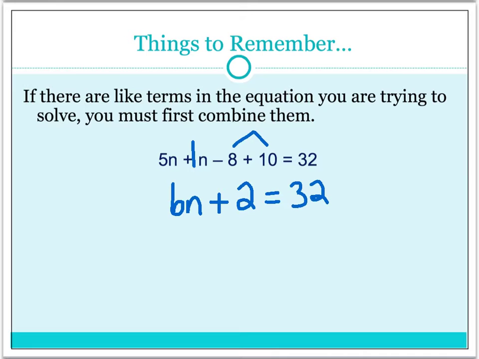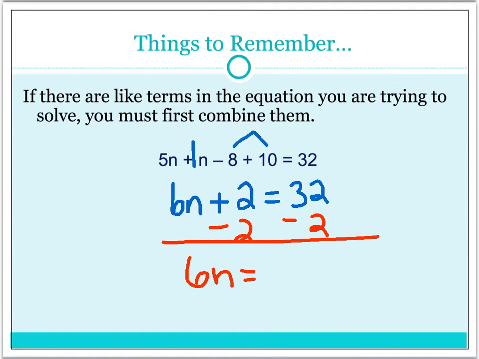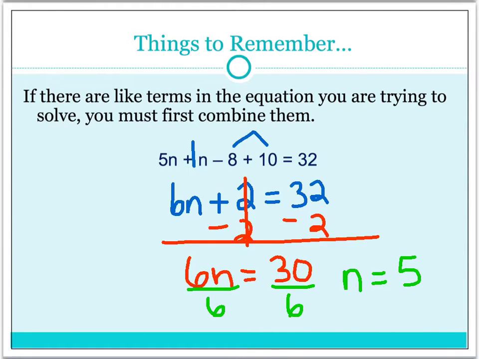And now you would start with undoing your addition and subtraction. So I see the addition of a 2, so I will undo that by subtracting 2 from both sides. We end up with 6n is equal to 30 because our 2's canceled. Now we see multiplication, so we will use division to undo our multiplication, and we will divide by 6 on both sides, and we end up with a solution that says n is equal to 5 because 6 goes into 30 5 times. So n equals 5 is the solution to that equation.